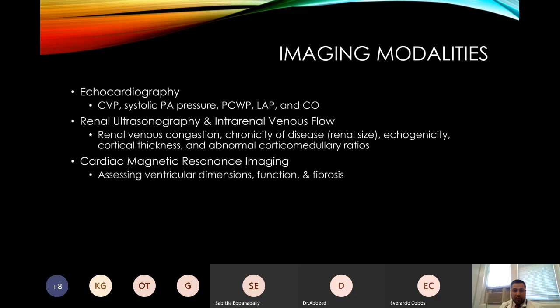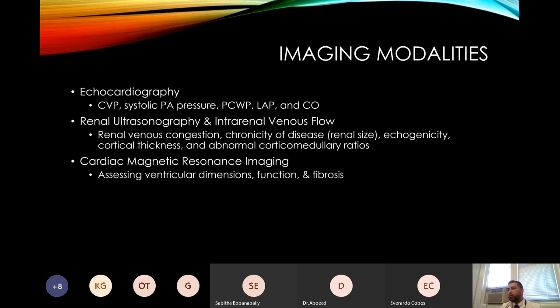Renal ultrasonography and intrarenal venous flow can demonstrate renal venous congestion, and chronicity of disease with renal size, echogenicity, cortical thickness, and abnormal cortical-medullary ratios. There's also cardiac magnetic resonance imaging. This can help us assess ventricular dimensions, function, and fibrosis.